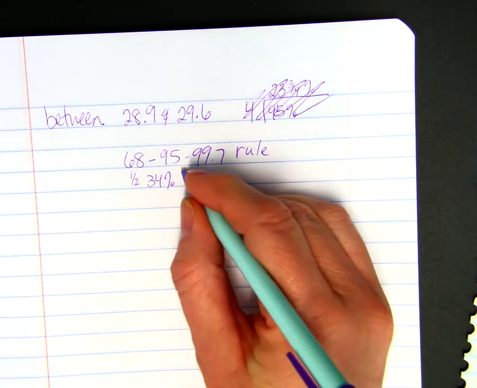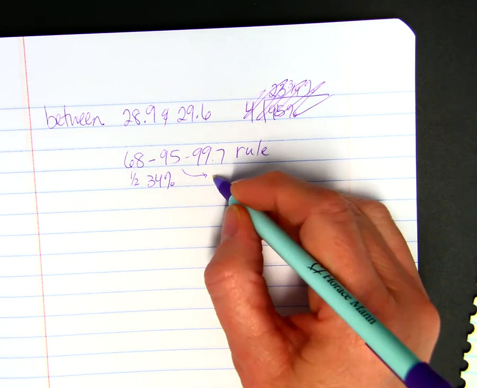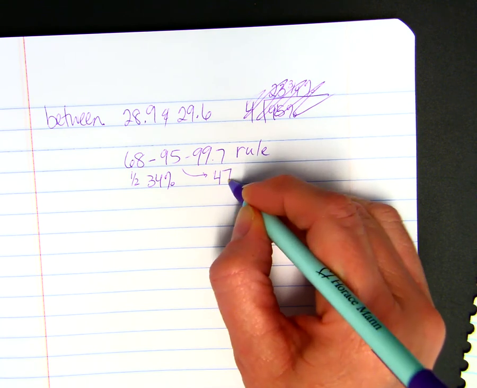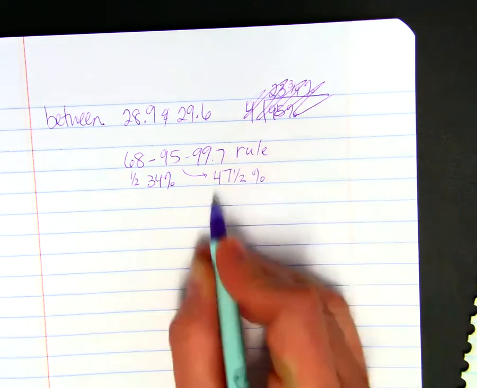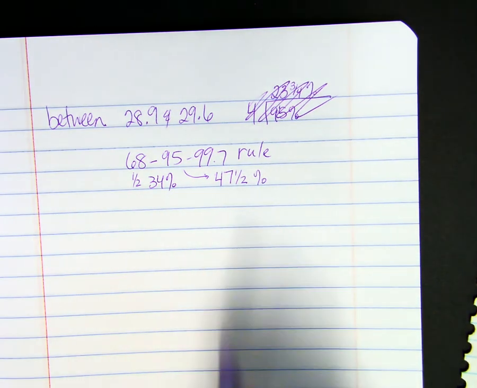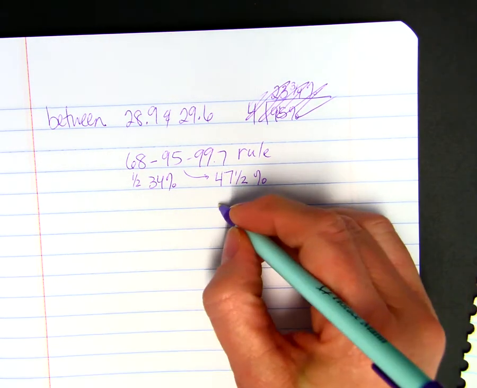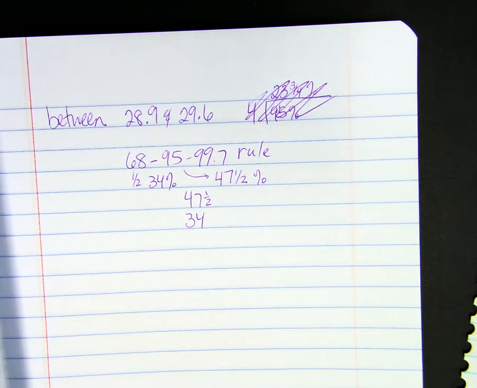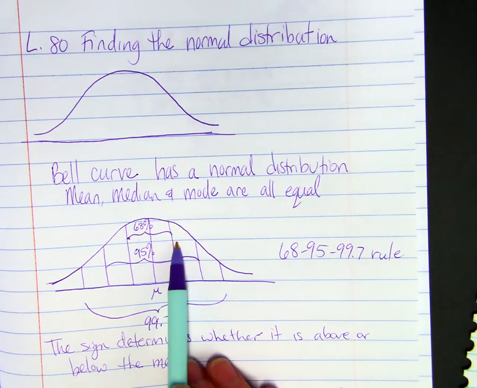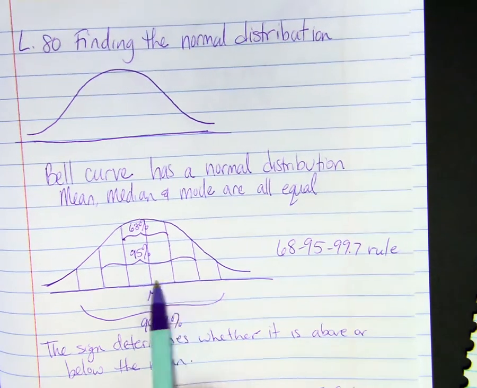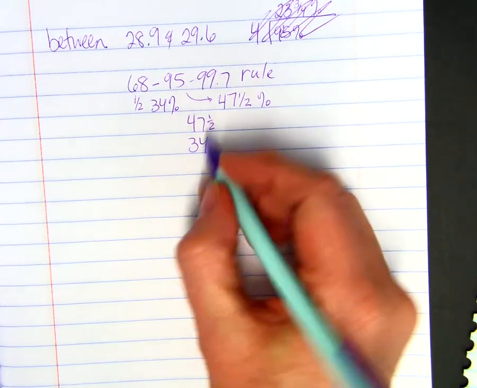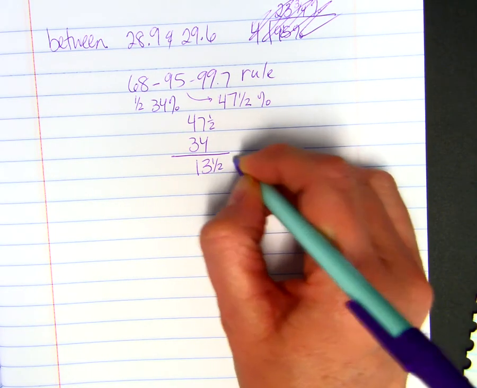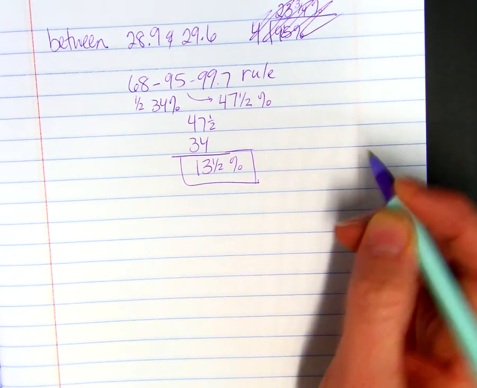Half of 95 was 47.5. Now you subtract those two. You want to subtract 47.5 and 34. So it's not exactly halfway. The way this is drawn, this is not exactly halfway between those two. So it would be 13.5%, and that's the correct way to do it.